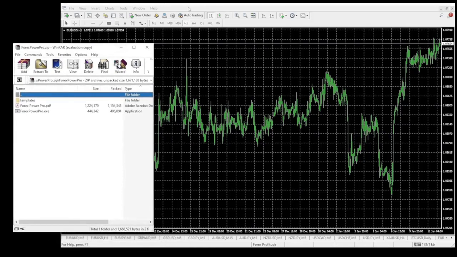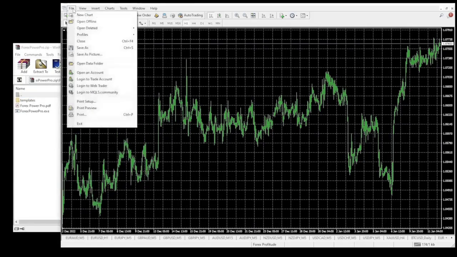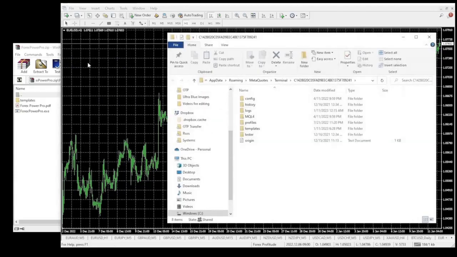So from here on the platform, I'm going to, in the upper left-hand corner, click on the file, and then I'm going to click open data folder. And this is going to bring up the data folder that the MT4 keeps all of the indicators and templates and profiles and so on.